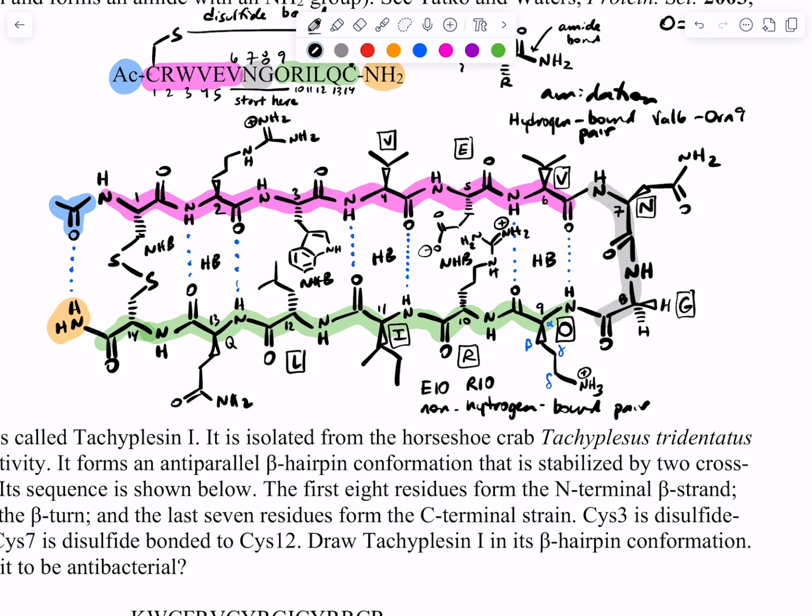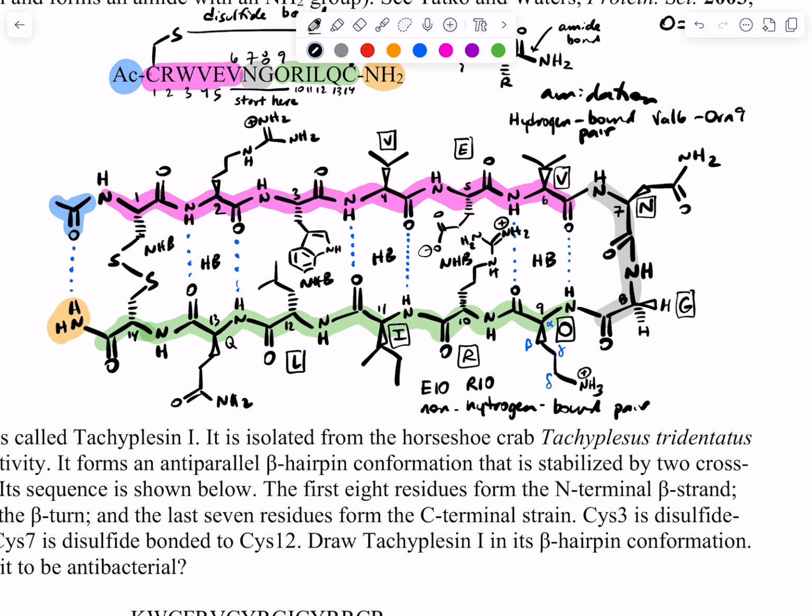Okay, other questions about your beta hairpin? Go ahead. No, this is unrelated. I was just wondering what this protein is. So this is actually a model protein. It doesn't have a function, but they designed the sequence to adopt this structure, and it did.